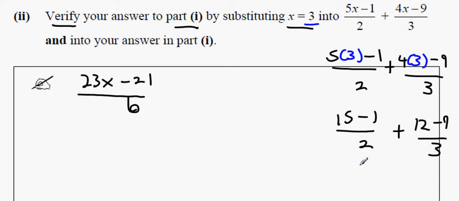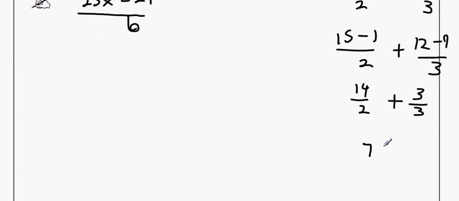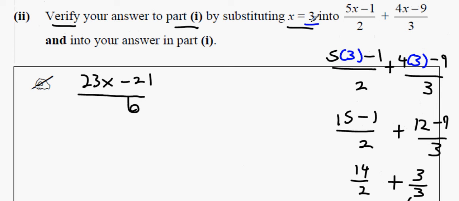That's going to be 14 over 2 plus 3 over 3. And what that is going to give us is 7 plus 1. 14 over 2 in your calculator is 7. 3 divided by 3 in the calculator is 1. And the answer for that is going to be 8. Okay? Now, what we're testing is, in the first equation, we multiplied these out, and our answer was this.